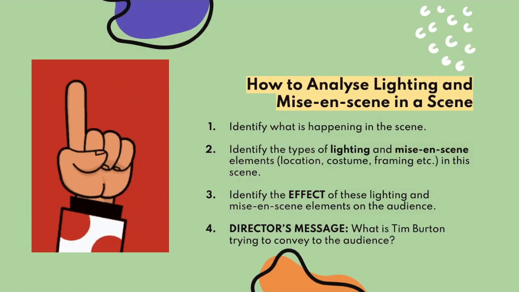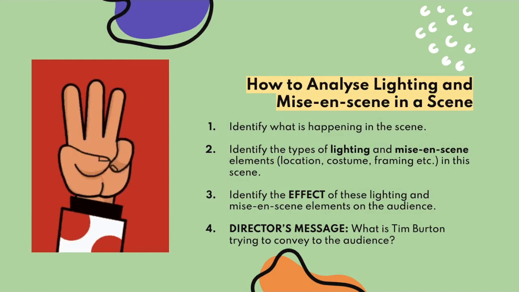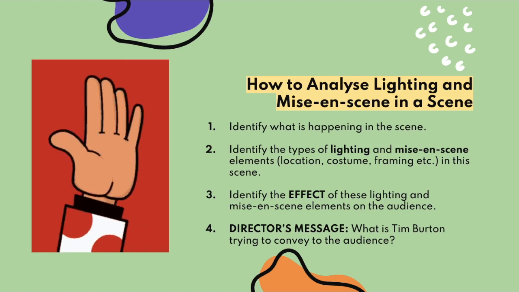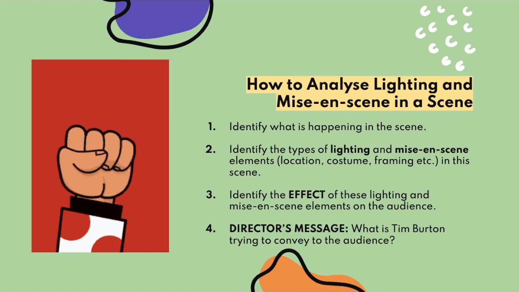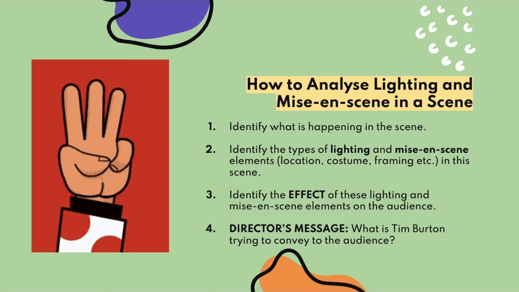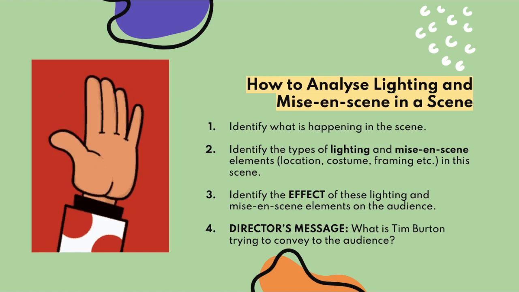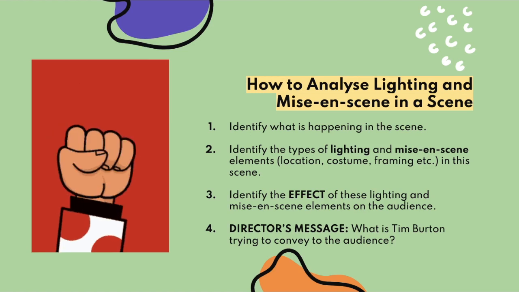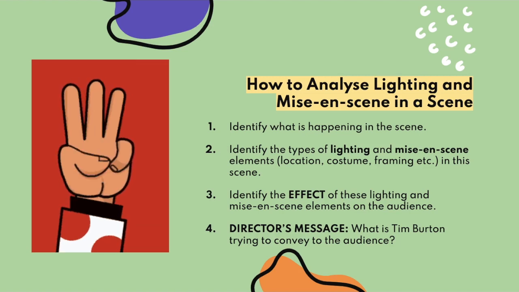Alright, Year 7s. Now that we've walked ourselves through lighting and mise-en-scene, it's time to analyse both of these film techniques in a scene from Edward Scissorhands. Before we do that though, I wanted to walk you through a worked example. I'm going to model a scene analysis with you based on a scene that I've chosen from the movie. When we analyse lighting and mise-en-scene in a scene, we want to follow the exact same 4 steps that you've been following in your other scene analysis writing activities this week.